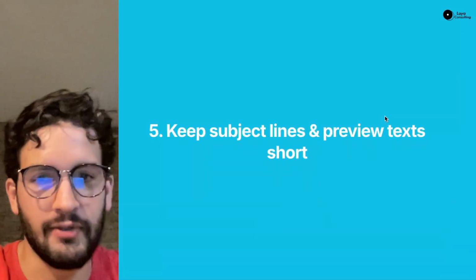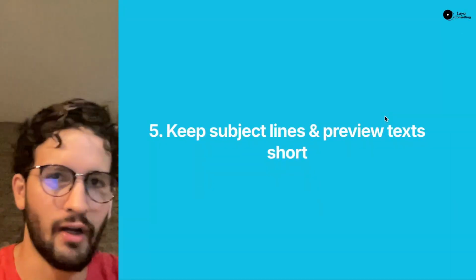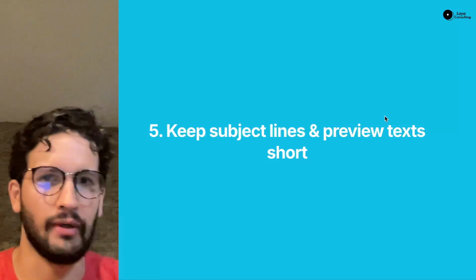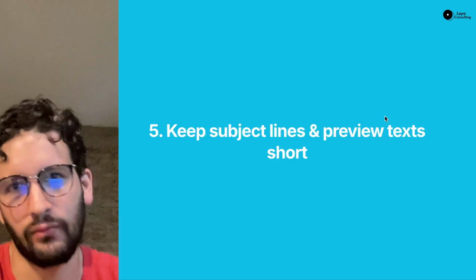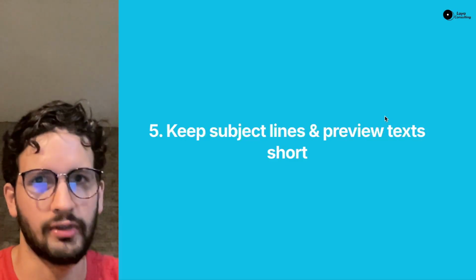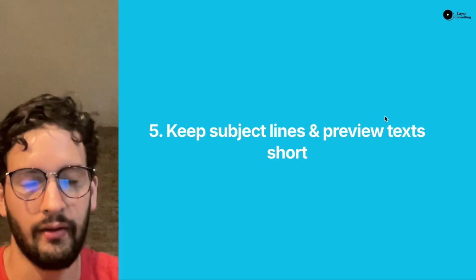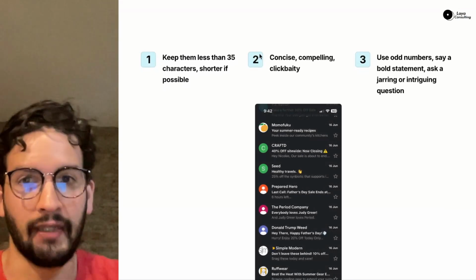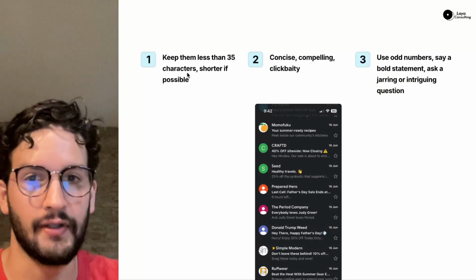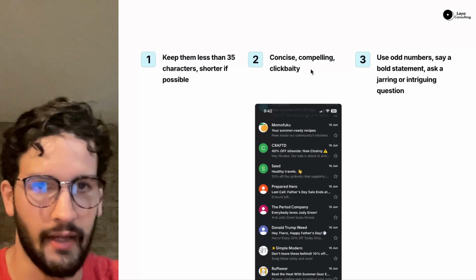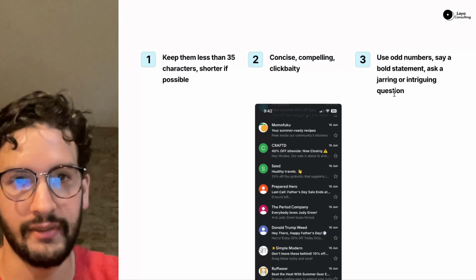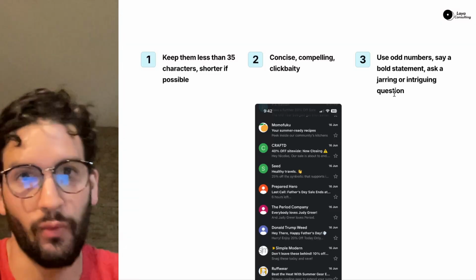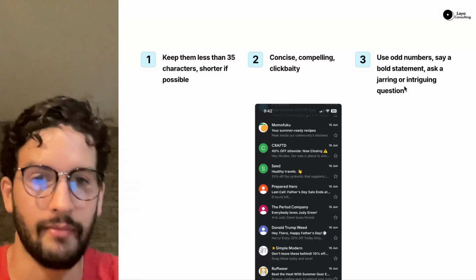Fifth, keep subject lines and preview text short. I know this is not related to email designs per se, but it is kind of important for your emails overall to be optimized for mobile. And of course, subject lines and preview text are part of your email. So make sure they're short. Keep them less than 35 characters, shorter if possible: concise, compelling, clickbaity. Use odd numbers, make a bold statement, or ask an intriguing question. Those are very good techniques for your subject lines.